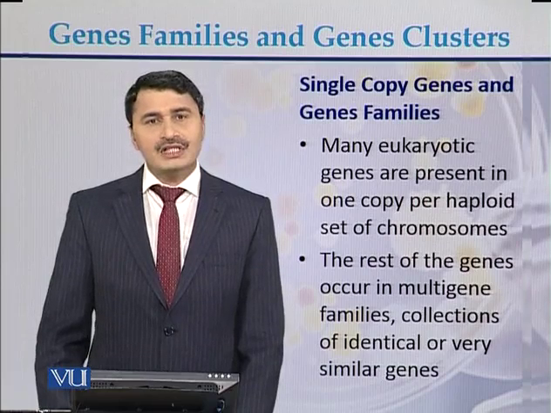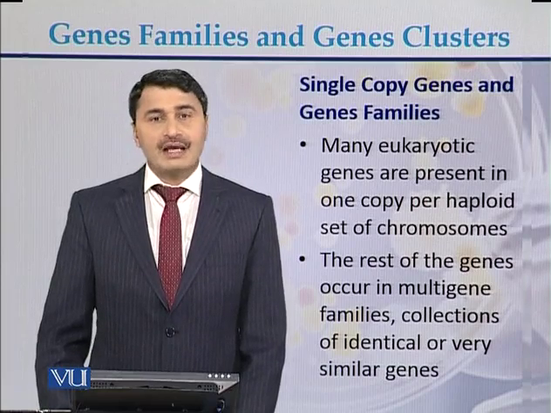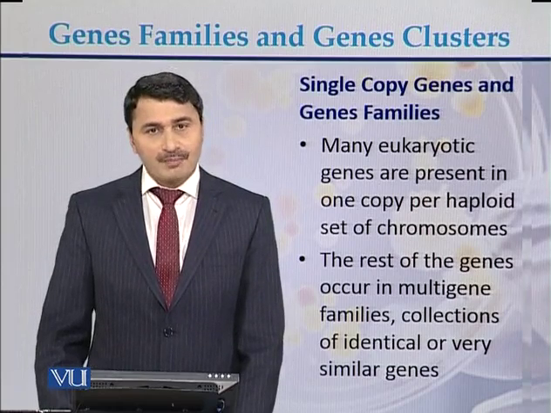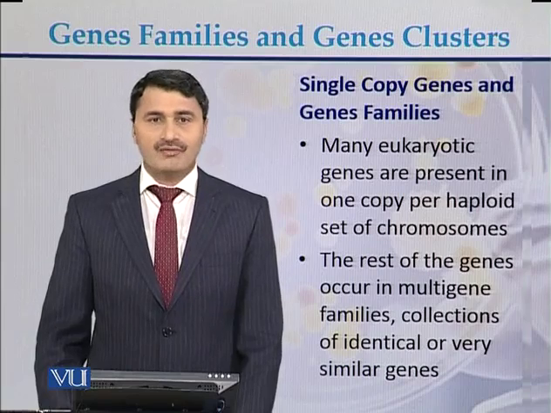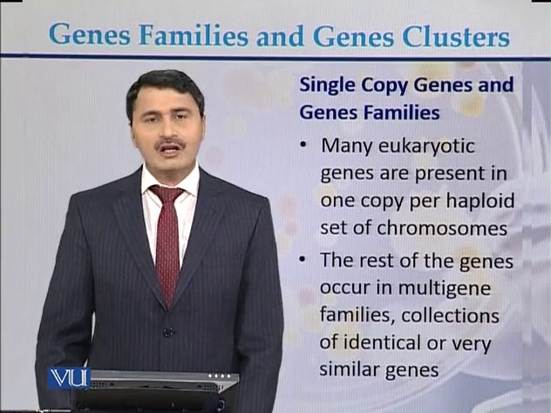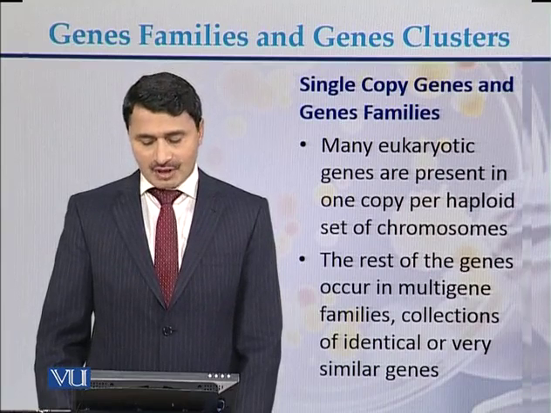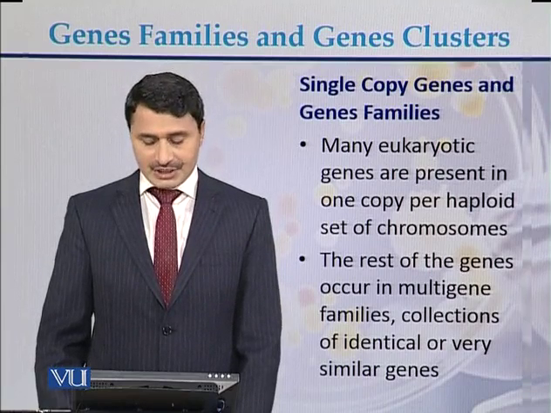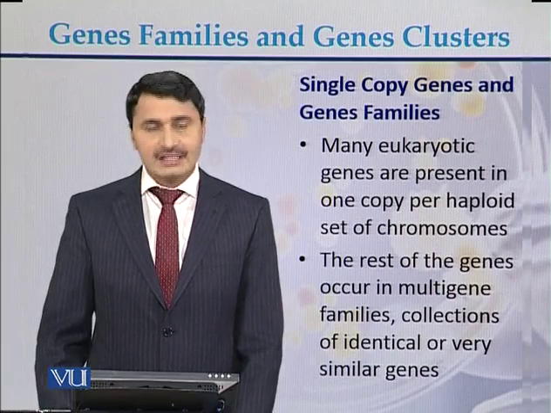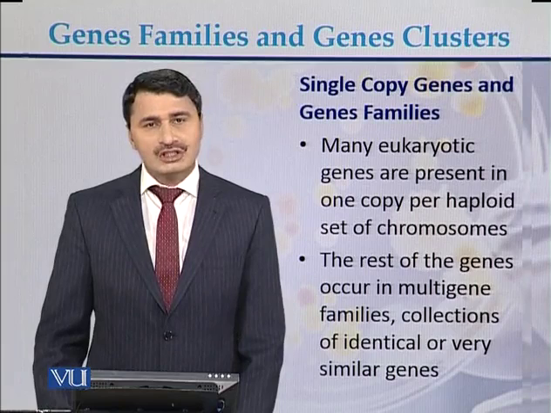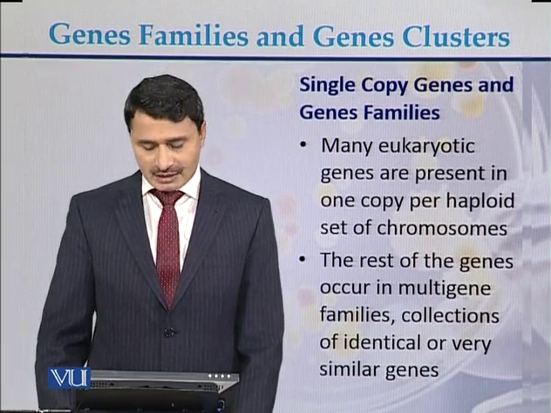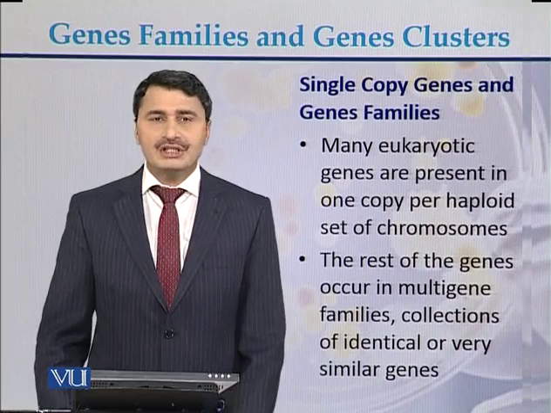Many single copy genes and gene families. Many eukaryotic genes are present in one copy per haploid set of chromosomes, meaning they are solitary, single genes. On the other hand, the rest of the genes occur in multi-gene families, collections of identical or very similar genes. So genes can be single copy genes, and genes can be in the form of multi-gene families.